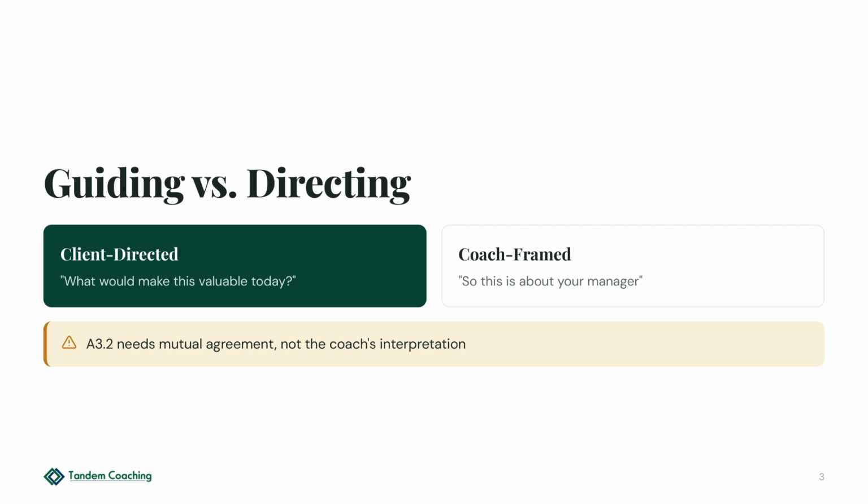A3.2 requires mutual agreement, not the coach's interpretation. The line between guiding and directing is subtle at ACC level. Your job as a mentor coach is to notice which side of that line the coaching falls on.